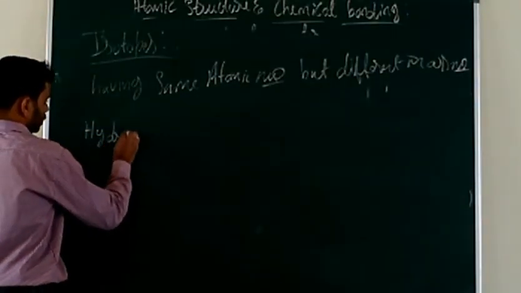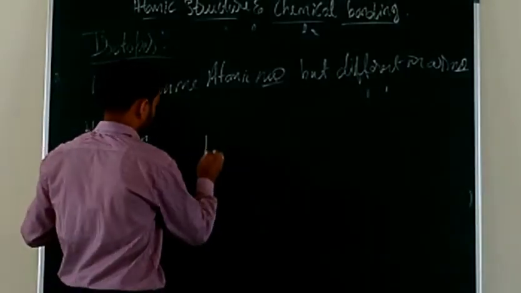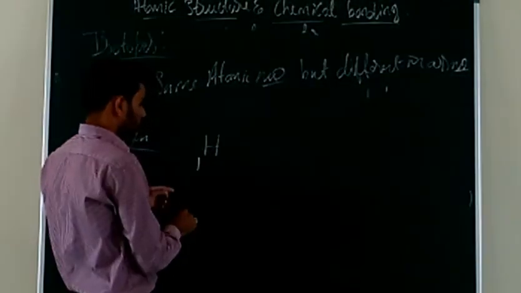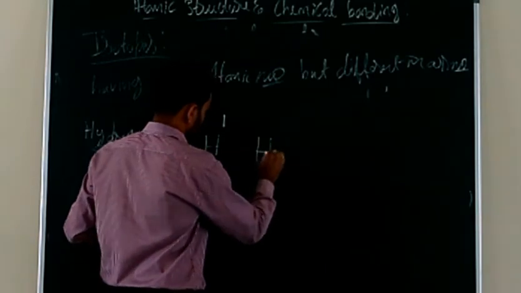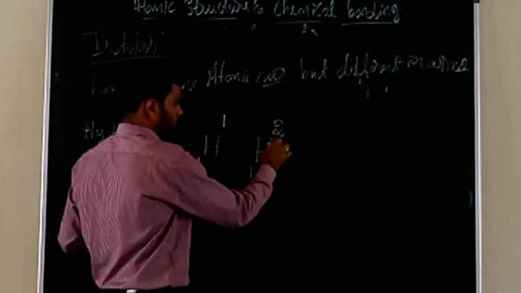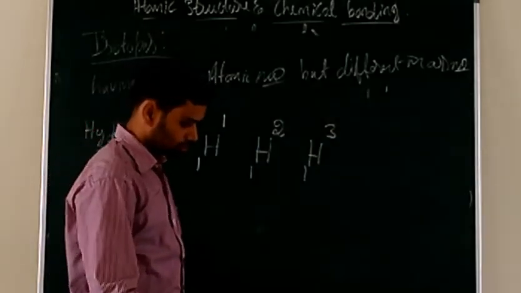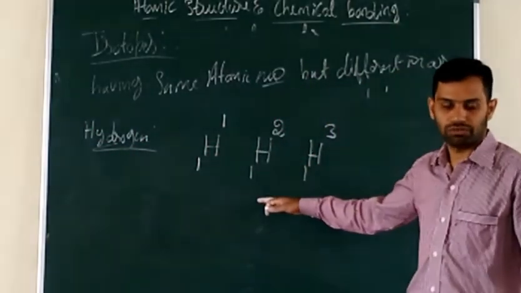Hydrogen has 3 isotopes. For example, the atomic number is the same, 1 only, and the mass number is 1. Next, H with mass number 2, and mass number 3. Okay, so these are the isotopes of hydrogen, they ask you to write.